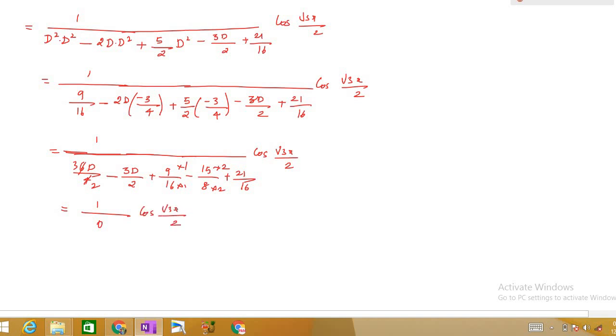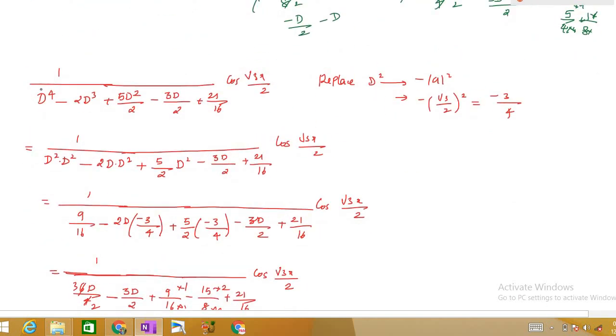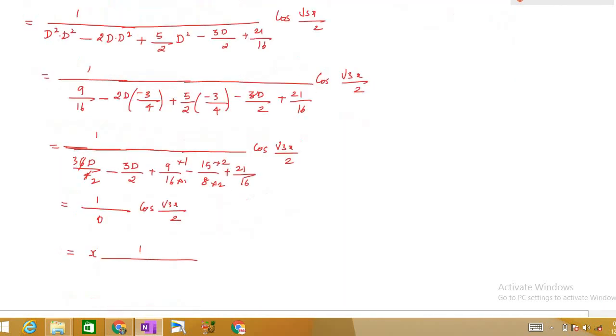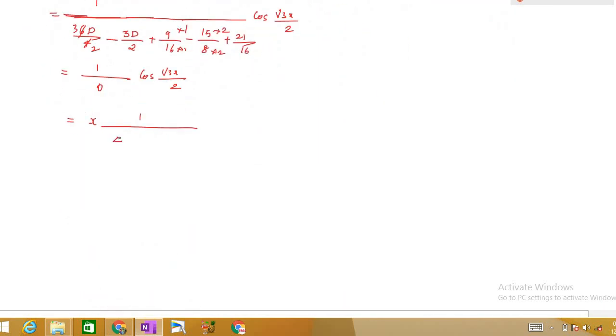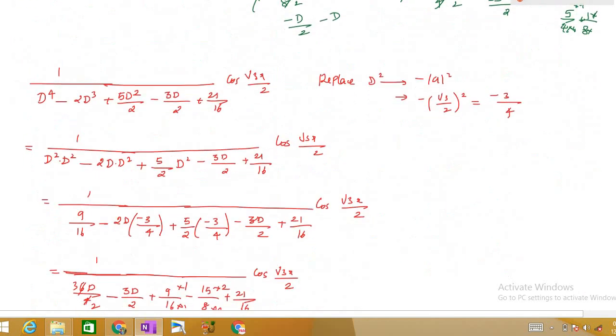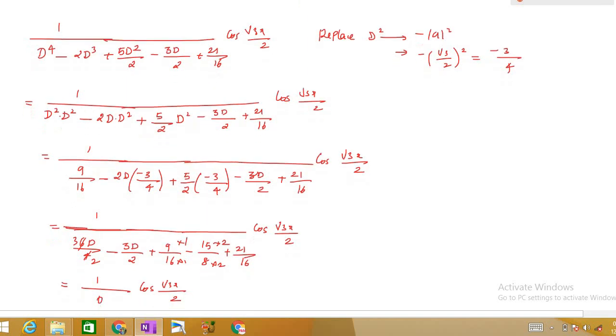If you have watched the previous video, when the denominator becomes 0, what you need to do? You need to multiply by x and then differentiate the denominator. So when I differentiate this denominator, here we have D power 4, and D power 4 differentiates to 4D cube. Remember, these are very easy problems, you can do this on your own. So 4D cube, and I need to differentiate minus 2 into D cube, which is 3D square.